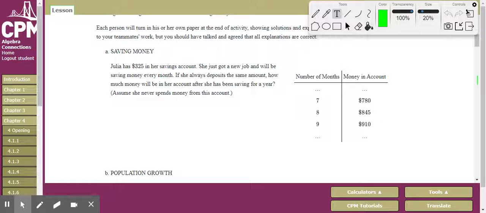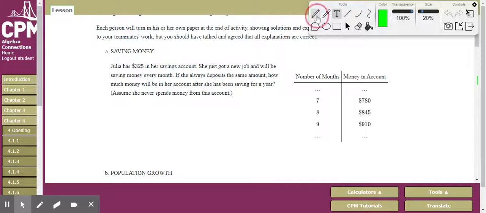So this problem has 5 parts, and each part is a different type of problem where you need to show that you understand the connections between tables, graphs, equations, and situations. So this first problem gives you some data.